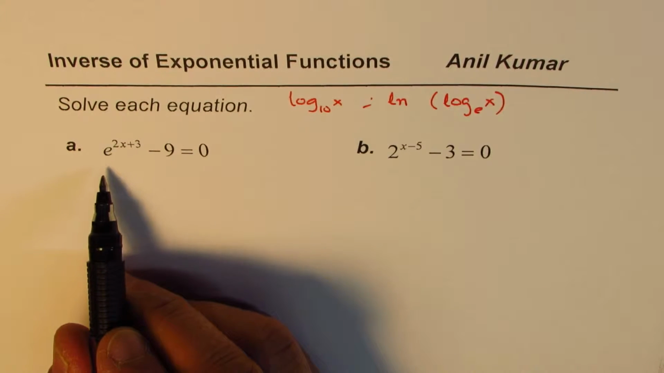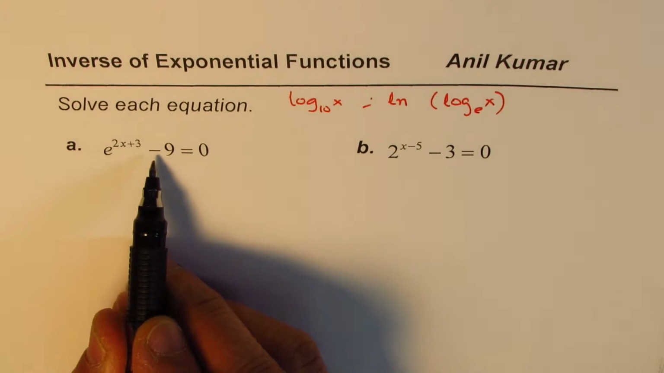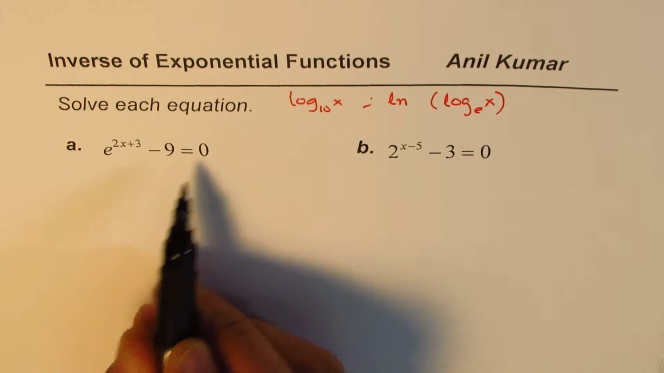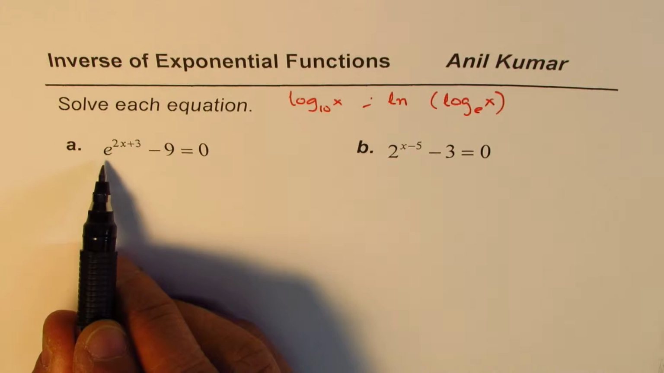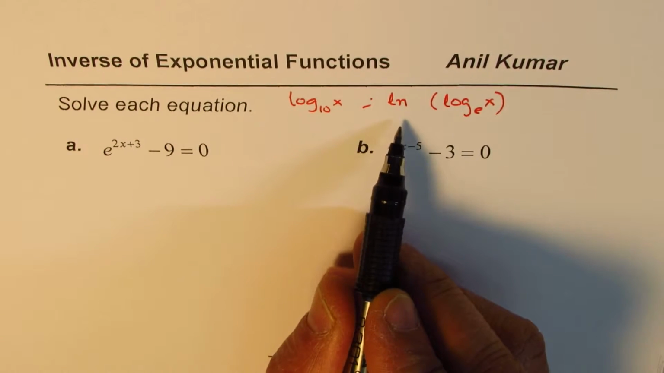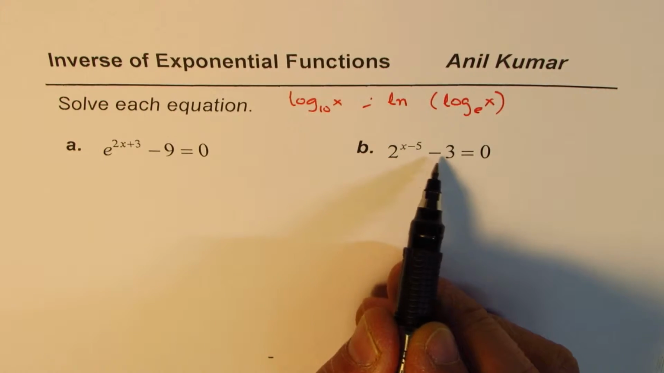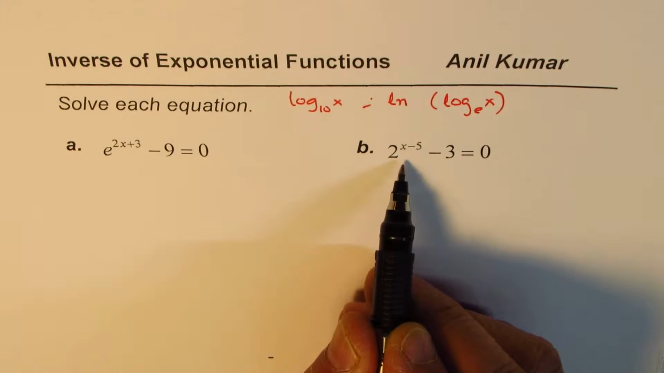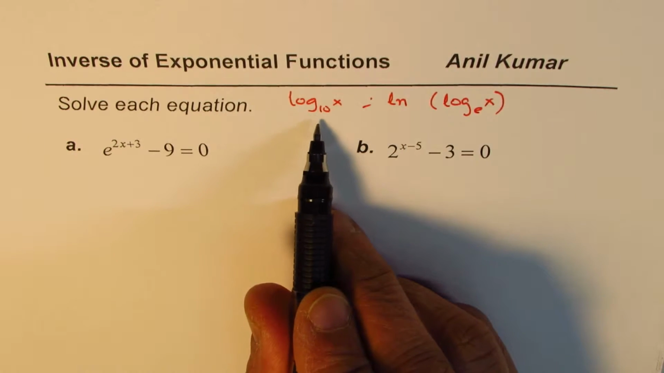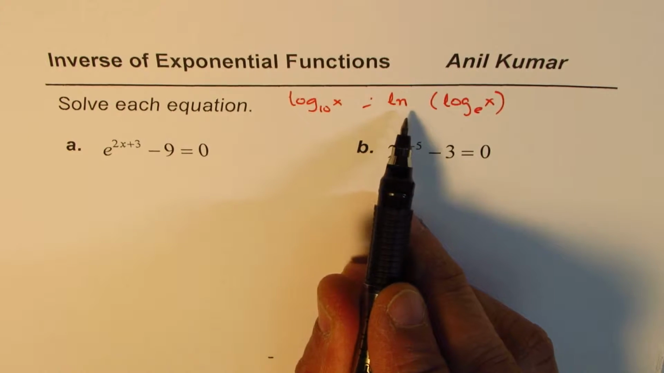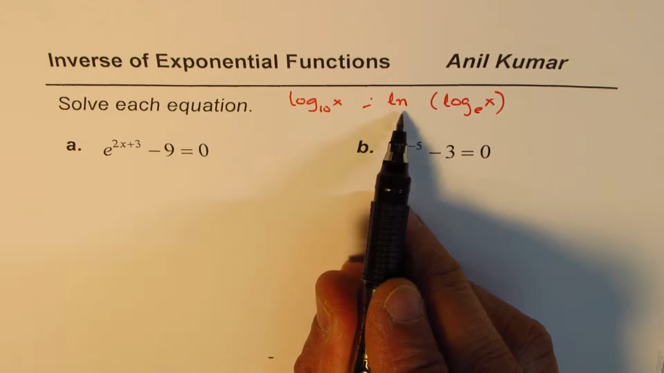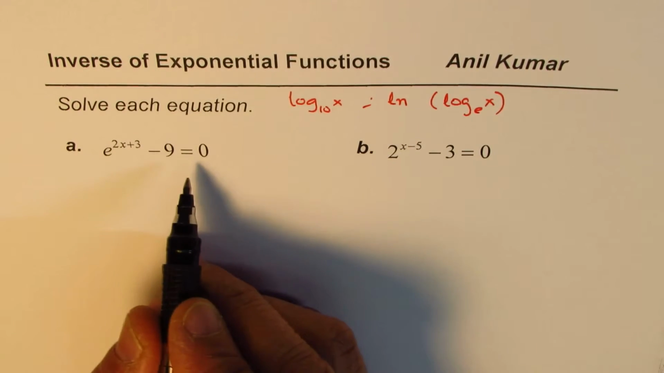Now the first one is e to the power of 2x plus 3 minus 9 equals 0. Now since e is there, it is a good idea to use ln, right? The second one is 2 to the power of x minus 5 minus 3 equals 0. Here you have an option. You could use log to the base 10 or log to the base e, which is natural log ln. Let us see how to use it.